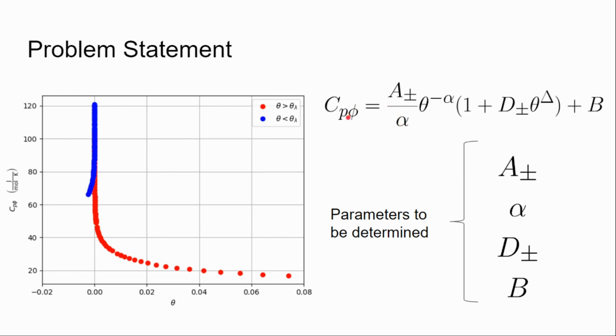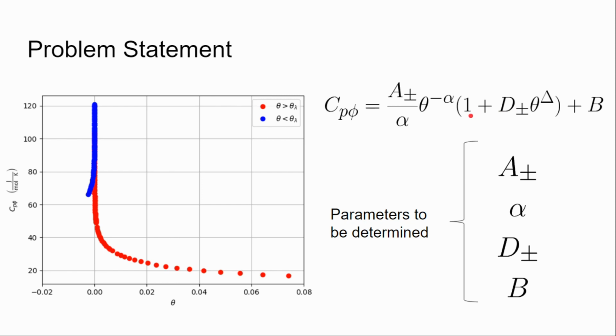So here's our model equation: C_P of theta is equal to A over alpha, theta to the minus alpha, and this other stuff here. You can read it. But our problem is several fold. We don't know A, we don't know alpha, we don't know D, and we don't know B. Second problem is some of these parameters, like A, have this plus or minus here. That means the amplitude term A is different on either side of the transition. Likewise, D is different on either side of the transition. But you notice there's no plus or minus on the alpha or the B, so these values are shared on either side of the transition.